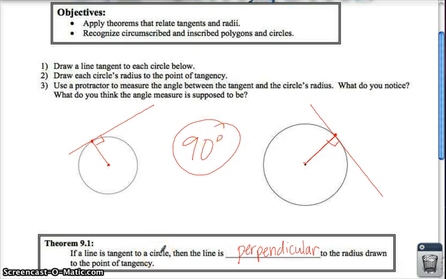So therefore, filling in the theorem below, if a line is tangent to a circle, then the line is perpendicular to the radius drawn to the point of tangency. So when you have a radius intersect a tangent, they always intersect each other at 90 degrees. They are perpendicular to each other.